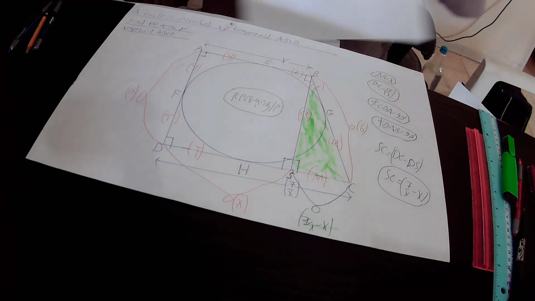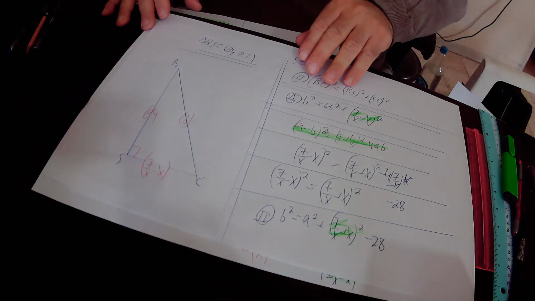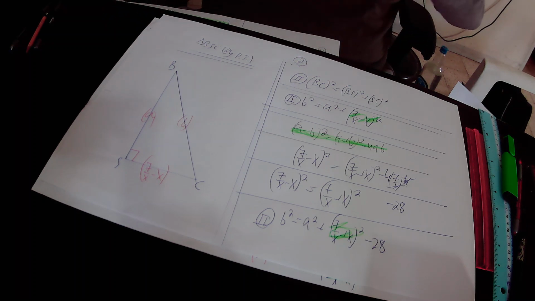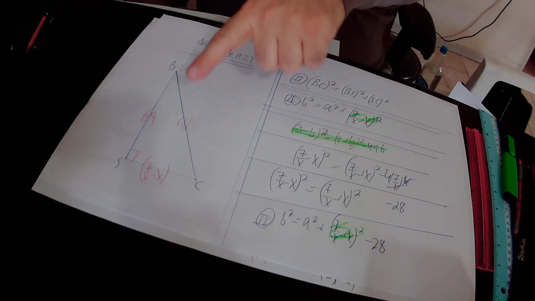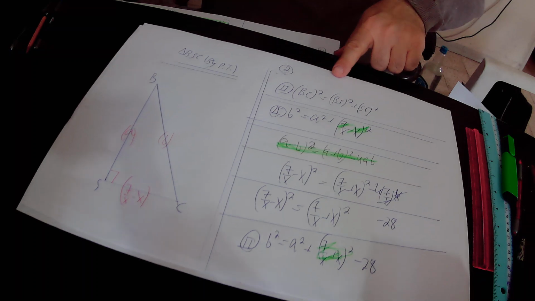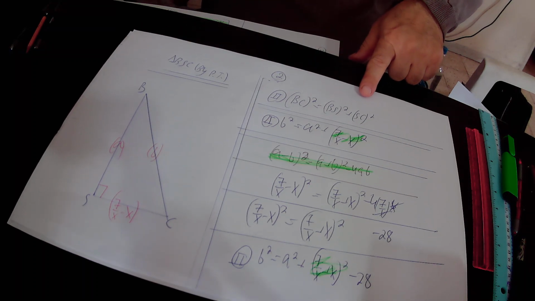This is the green right triangle BSC that I copied from the original domain. According to the Pythagoras theorem, in any right triangle, the square of the hypotenuse equals the sum of the squares of the perpendiculars. In the right triangle BSC, it means that BC square equals BS square plus SC square.